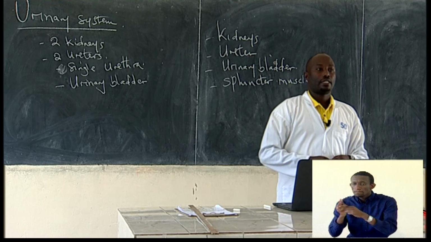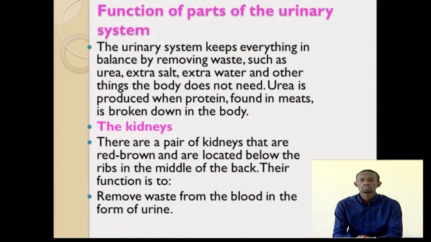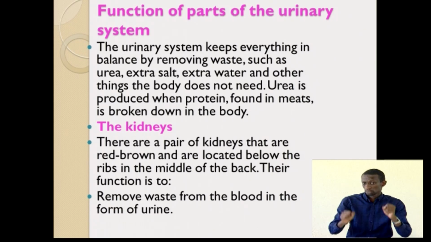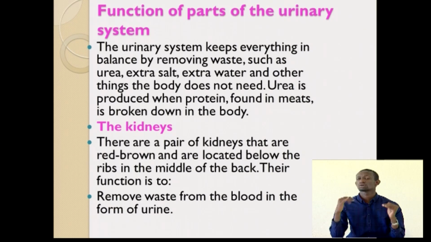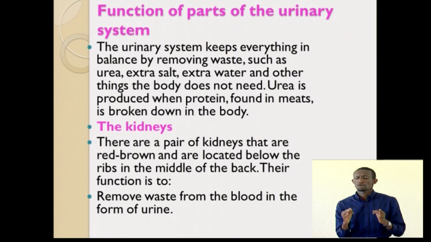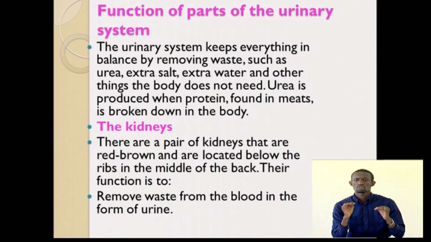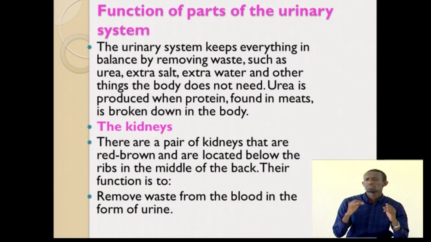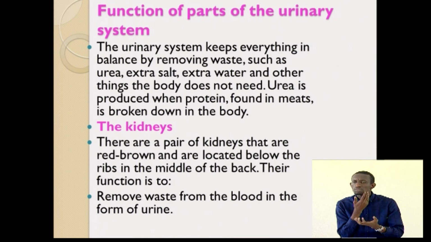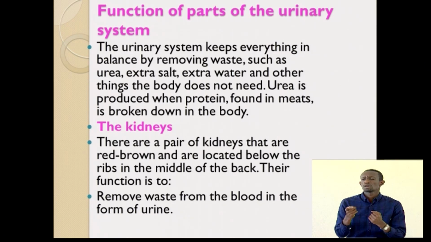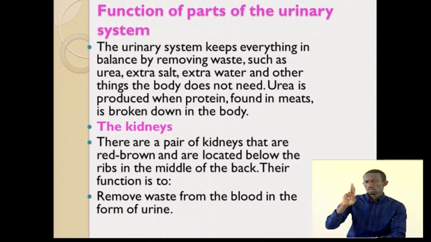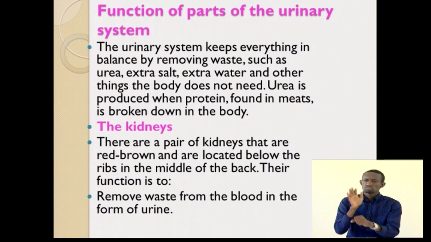I said the urinary system keeps everything in balance by removing waste products. If I say it keeps a balance, it means that if there is excess water, it has to be removed from the body. If there are excess salts, they also have to be removed from the body. So the urinary system keeps everything in balance by removing wastes such as urea, extra salts, extra water, and other things the body does not need.